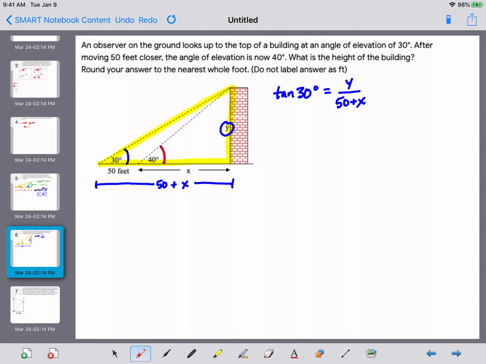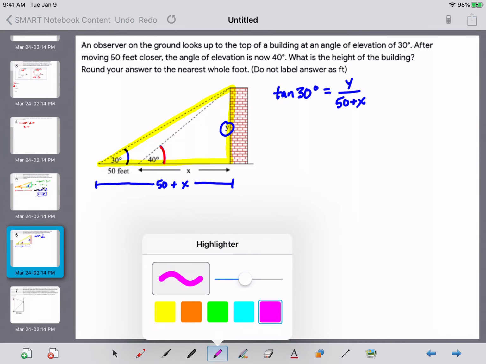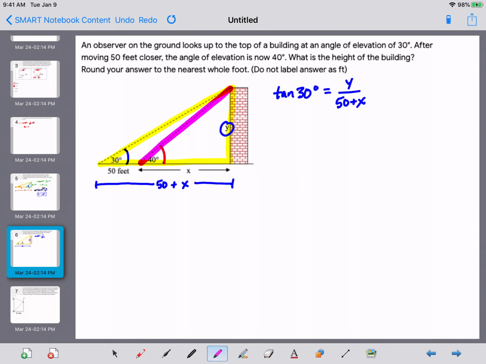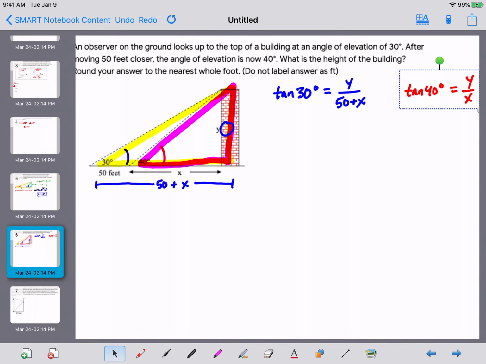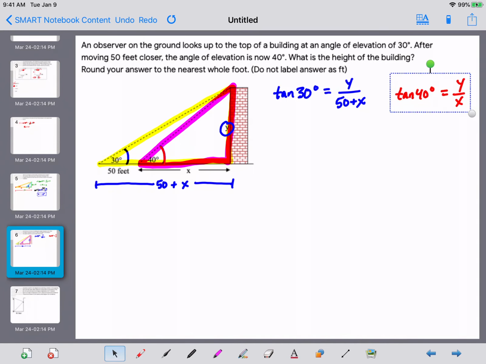So now I'm going to use this 40-degree angle, and I'm going to look at this smaller right triangle right here. For that one, we're just going to set up a different equation. We're going to say the tangent of 40 degrees is equal to, our opposite is y, our adjacent is x. All right, now notice we have two equations with two variables, which we can solve. So in order to figure out what this equals, we're going to have to do some algebra now.